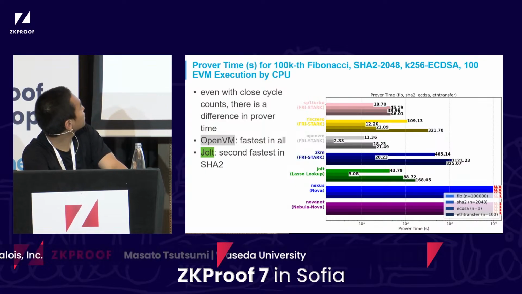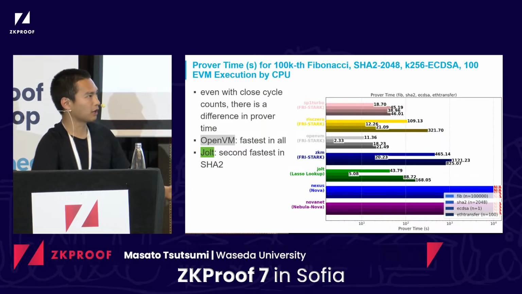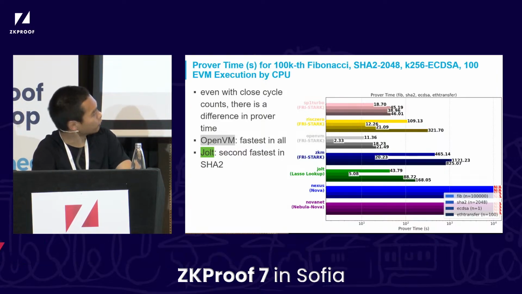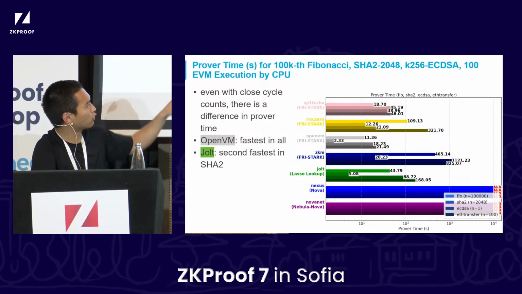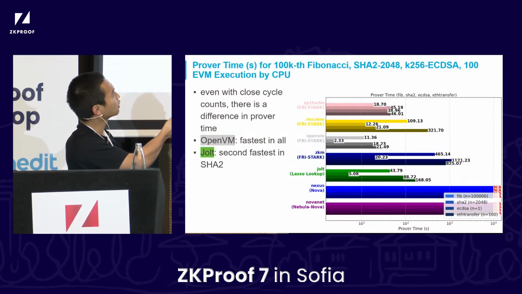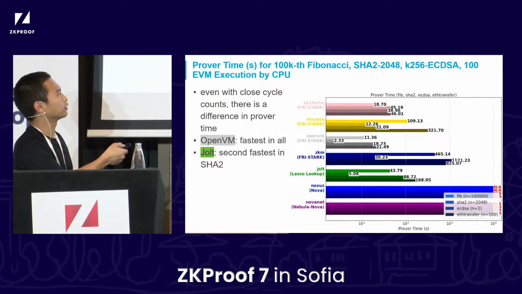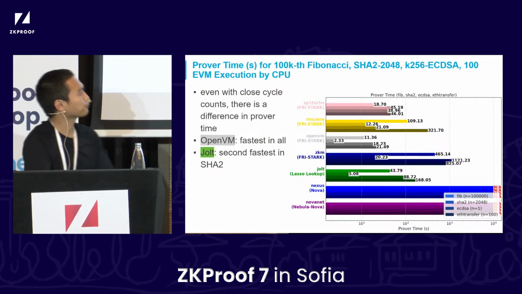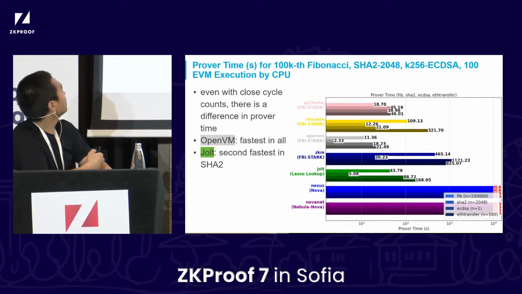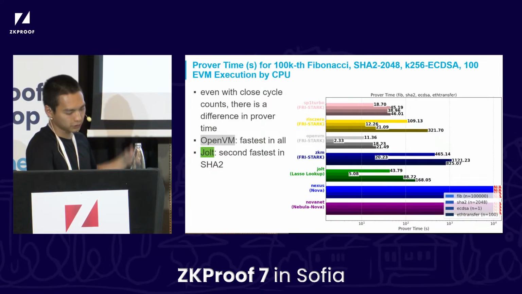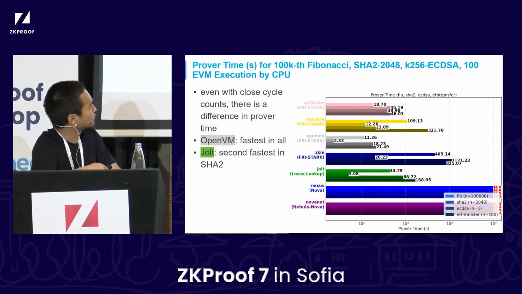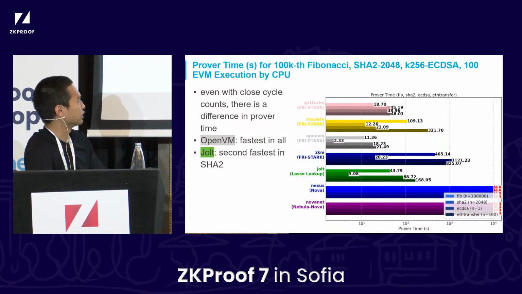And first, even with similar cycle counts, prover times differ. SP1 and RISC Zero both have 5 million cycles for the ETH transfer program, but prover time was vastly different, at 46 seconds and 321 seconds, respectively. And OpenVM was the most efficient across all 4 programs. And for SHA-2 programs, Jolt was also very fast at just 5 seconds.